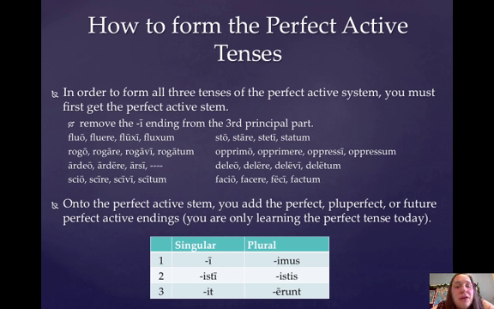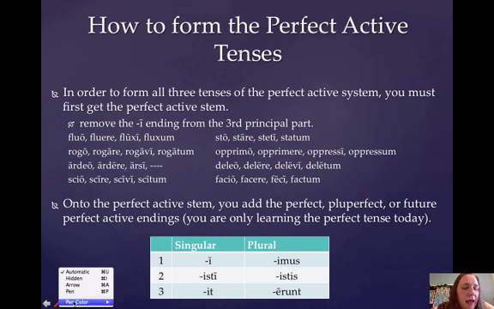So how do you form the perfect tense? First, you need to get the perfect stem, okay? So you get the perfect active stem, and this is right here. Here, I'll even highlight it, or not, because I think I'm getting everything but the actual pen. Yeah, see, no pens. Oh, well. You remove the -i ending. Okay, the -i ending is what's important here, from the third principal part, okay?